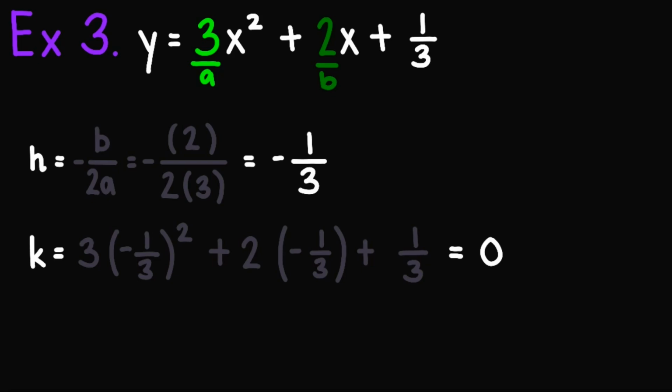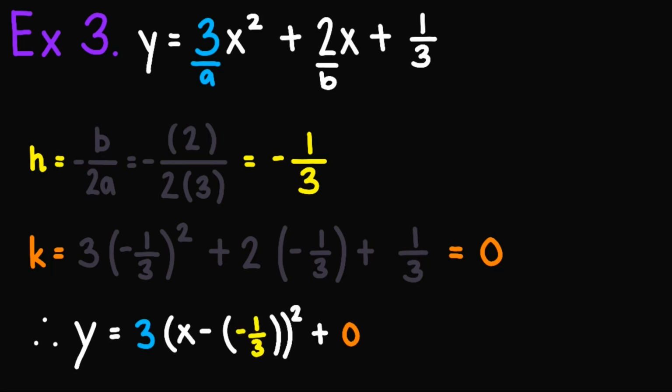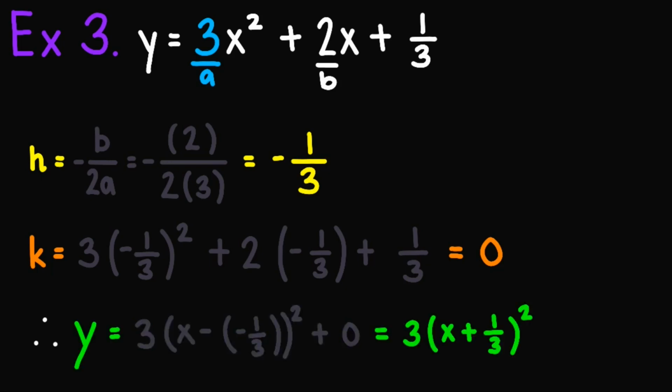So we now have a value for a, h, and k. We can now obtain the vertex form. That is, it is given by y equals 3 times x minus negative 1 over 3 squared plus 0, or when simplified is 3 times x plus 1 over 3 squared. This is the vertex form of our given parabola.